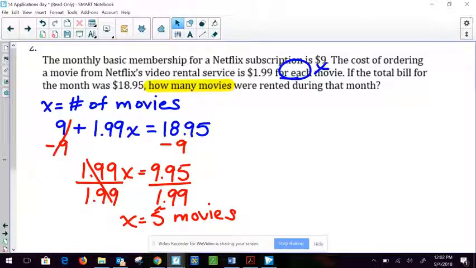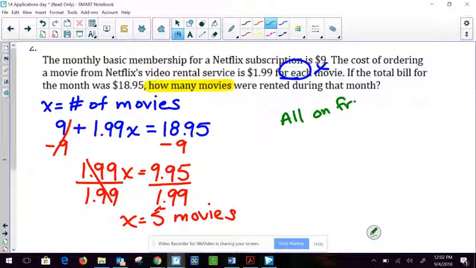Awesome. If you were absent today, don't forget the homework was all on the front of the classwork, so all on front, and odds on the back.